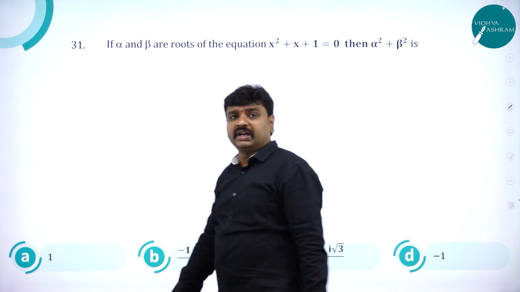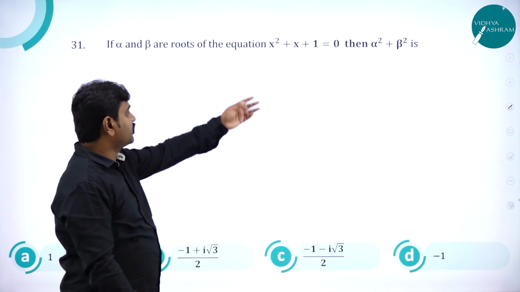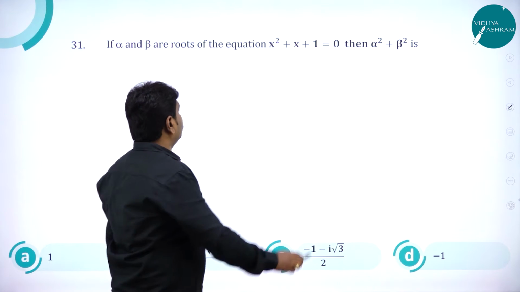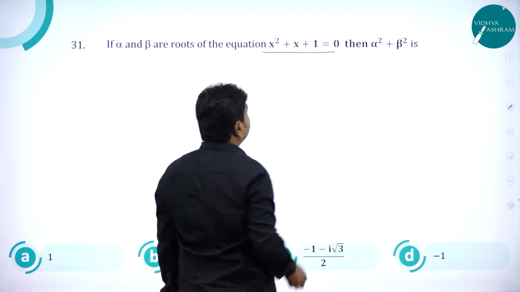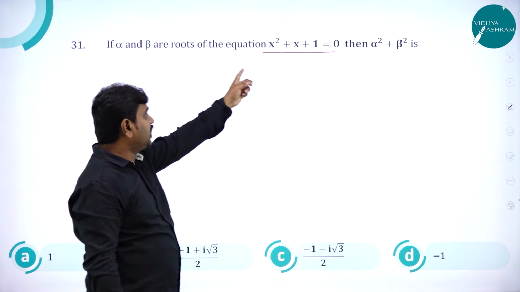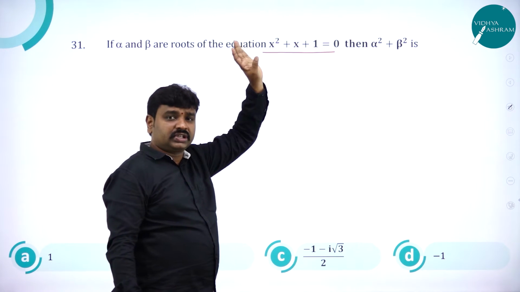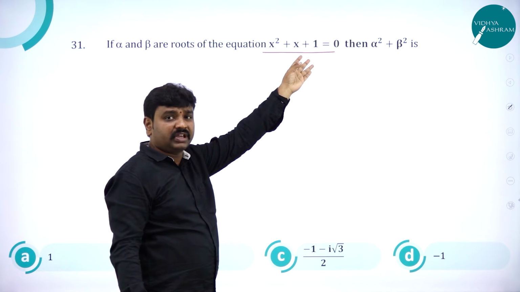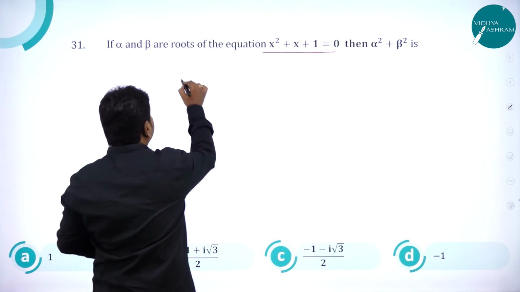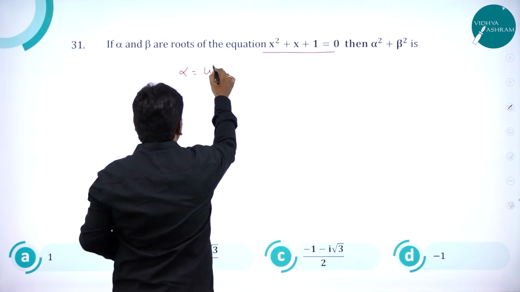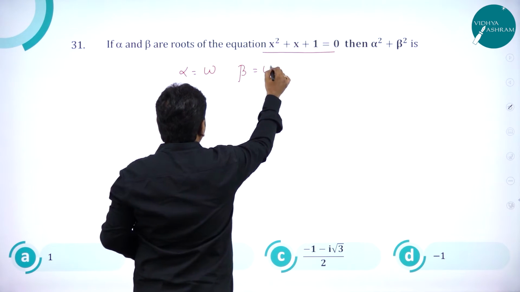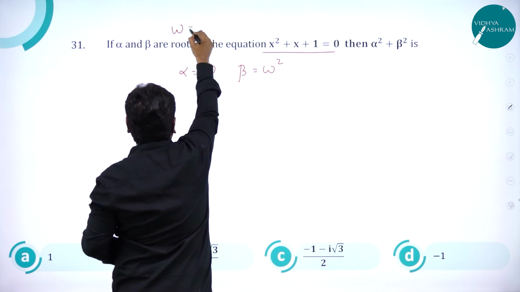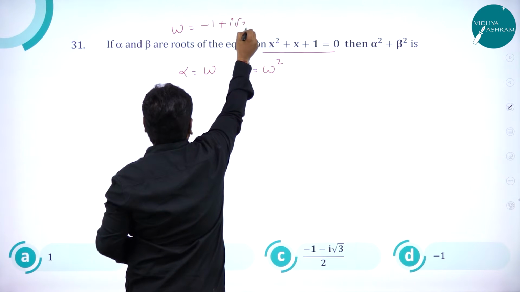Next, alpha and beta are the roots of the quadratic equation. Alpha square plus beta square. See, observe this quadratic equation. It is a special quadratic equation. Here a, b, c are all 1. Coefficient of x square is a, in the form ax square plus bx plus c. If a, b, c are all 1, the roots are direct. Roots are omega and omega square. What is omega? Cube roots of unity, minus 1 plus i root 3 by 2.